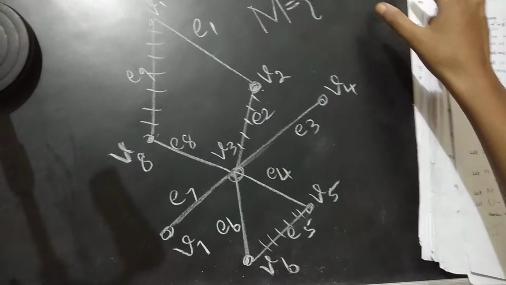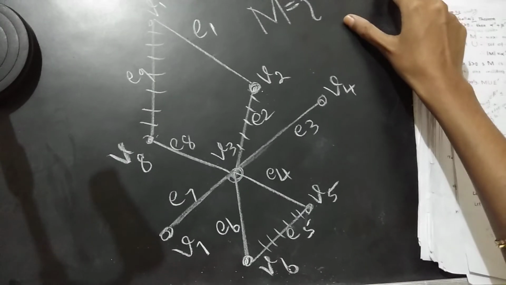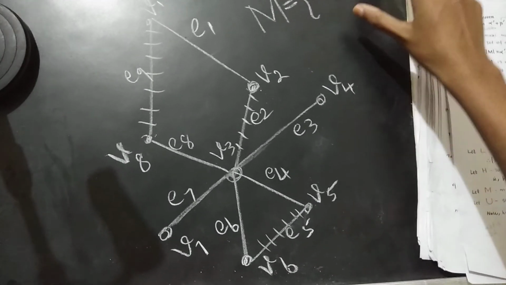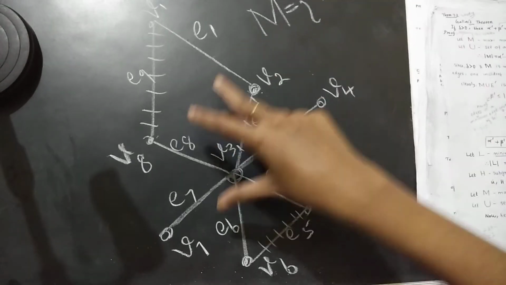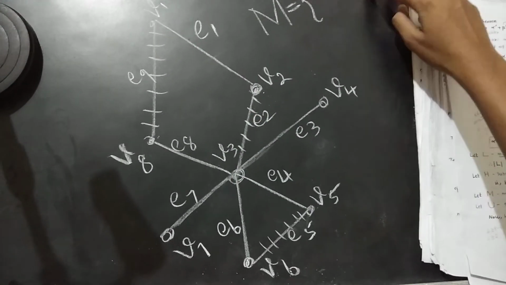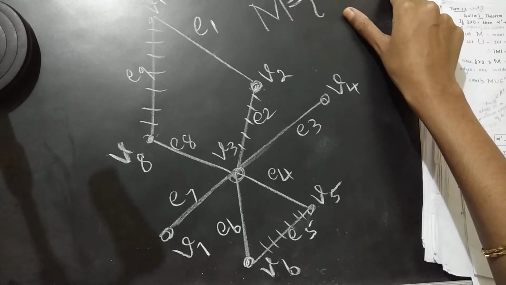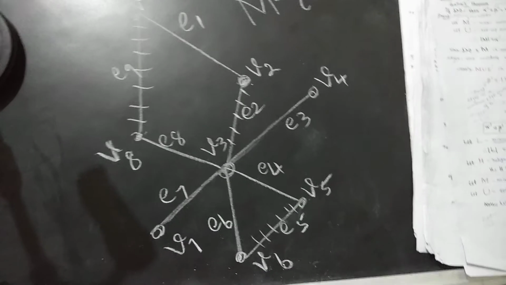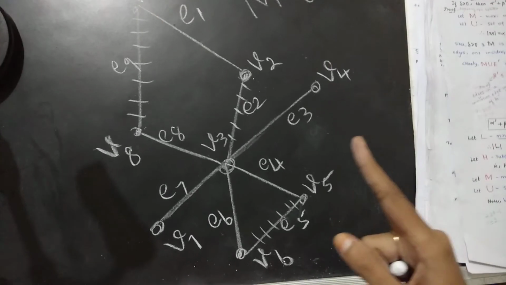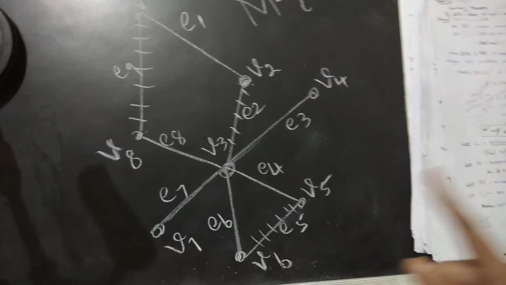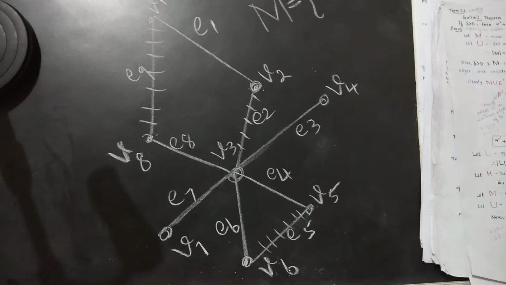Okay, so this is called maximum matching. You can't write a matching for this graph with more than 3 edges. So that is why this is called maximum matching. Can you get my point? I hope you can understand maximum matching from this. And then let us pass on to beta dash.